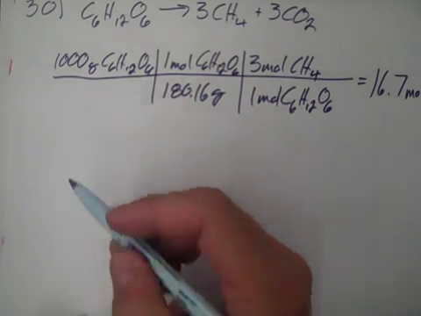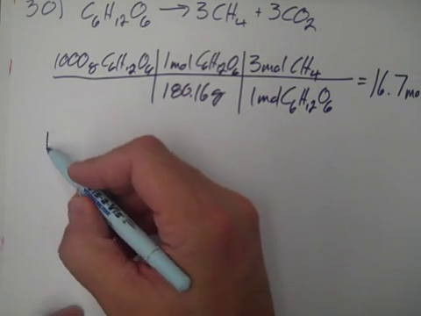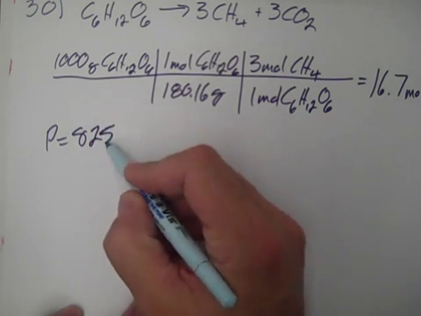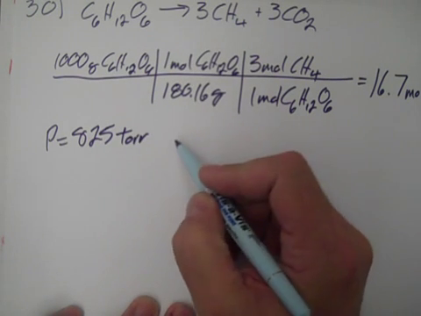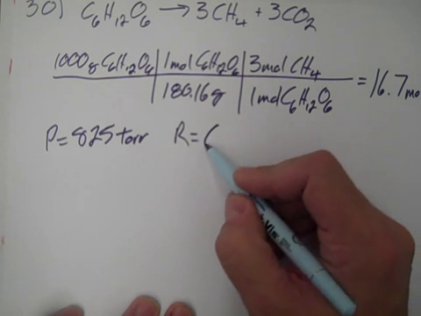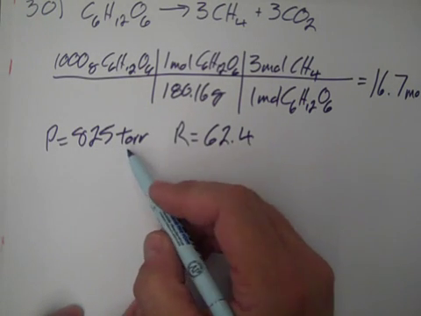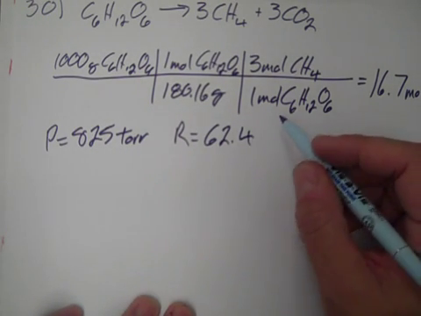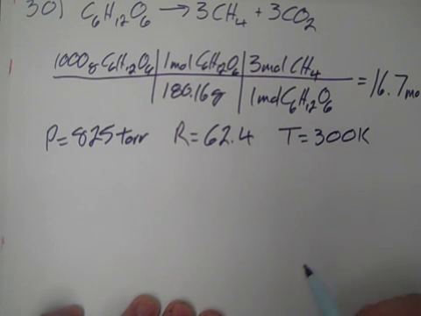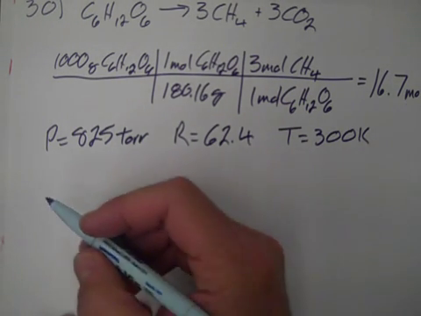Now I also know from my equation that the pressure equals 825 torr, which means my R is going to equal 62.4, because that's the value of R that matches the pressure unit of torr, that my temperature is 300 Kelvin, and I just found my number of moles.